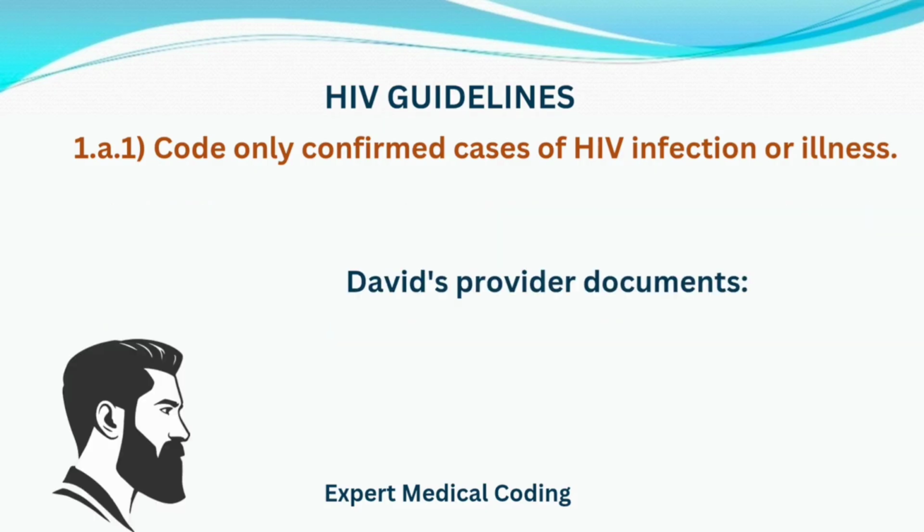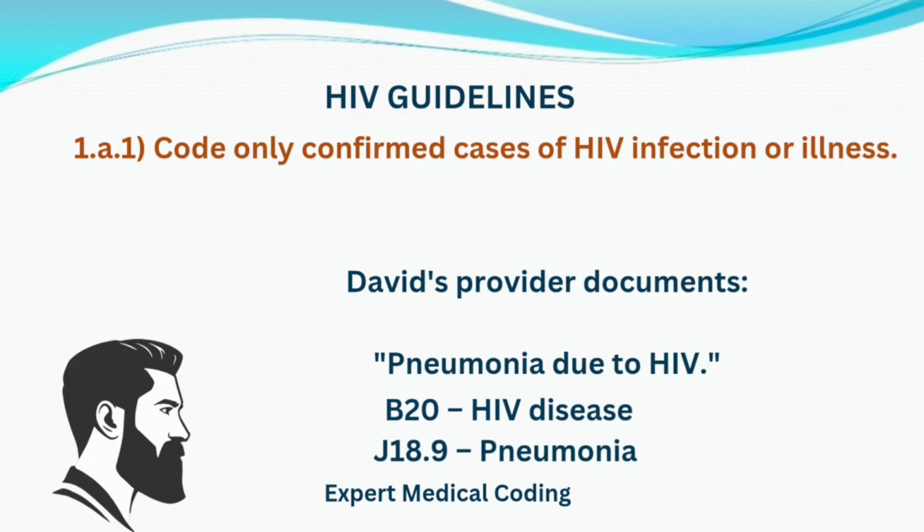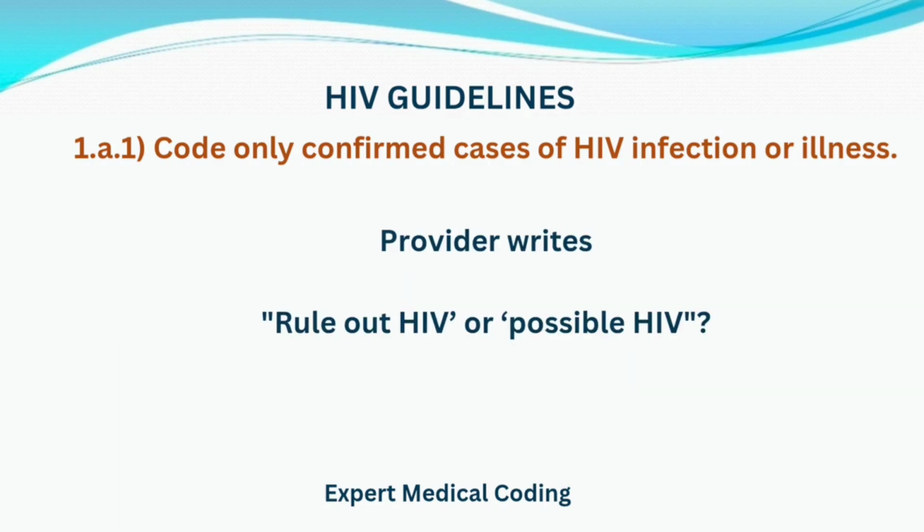Now let's look at another patient, David. His provider documents pneumonia due to HIV. Again, we don't need a lab report here either. The provider's diagnostic statement is sufficient. For David, the correct code is B20, HIV disease followed by code for the pneumonia. But what if the provider writes rule out HIV or possible HIV? That's different. They are not confirmed, so you do not assign any HIV code in those cases.